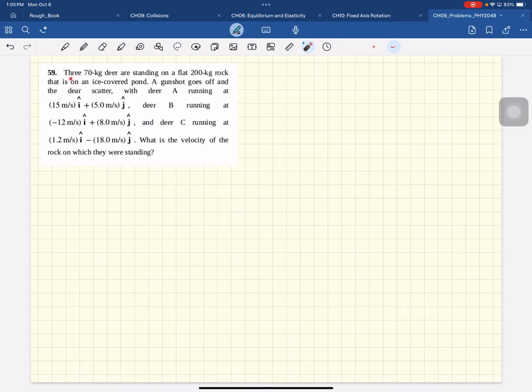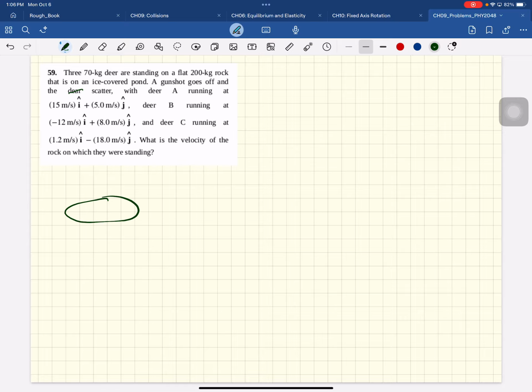Okay. All right, so three 70 kg deer are standing on a flat 200 kg rock, so they all have the same mass, that is on an ice-covered pond. A gunshot goes off and the deer scatter, with deer A running at that speed, deer B running at that speed. Of course, they're all horizontal speeds. And deer C running at that speed. What is the velocity of the rock?